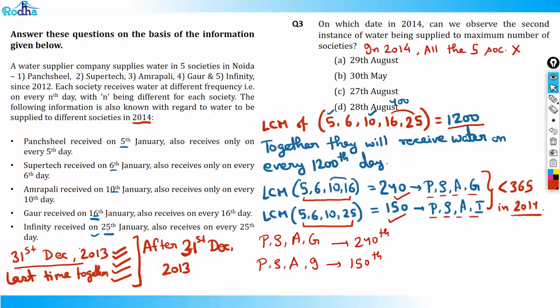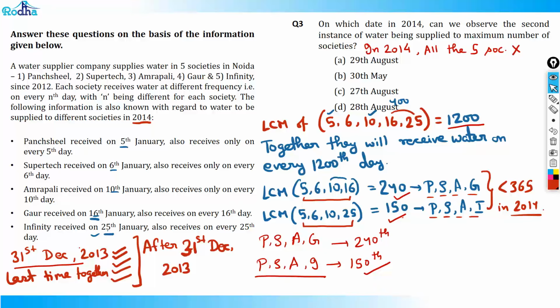After 31st December 2013, these 4 societies together received on the 150th day. What is the maximum number of societies that can receive on any date in 2014? It is 4, because 5 is not possible. And we know that 4 is possible because both these numbers are less than 365, which means within a year all 4 can together receive, right?